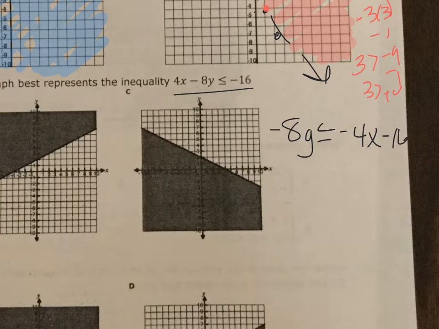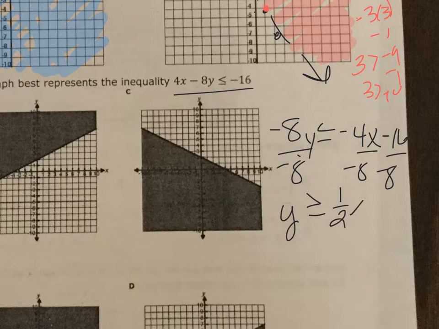And then I have to divide, oh, that's a y. That looks like a g. Let me fix. And I have to divide by -8, everything. So remember, when I divide by a negative, I flip this sign around. Okay, -4 divided by -8 is positive 1/2. And there's my +2 for my y-intercept.